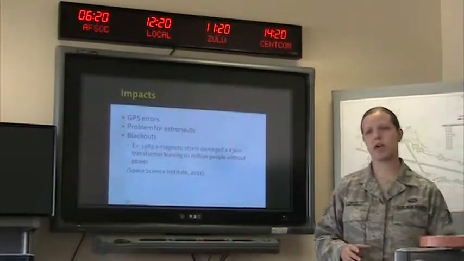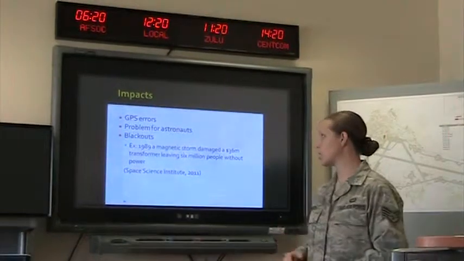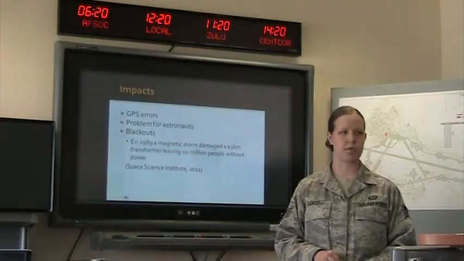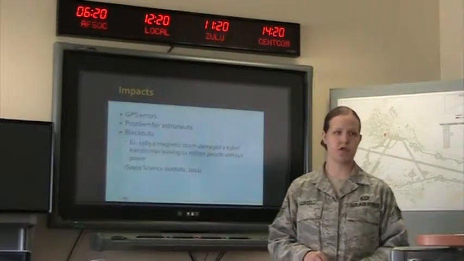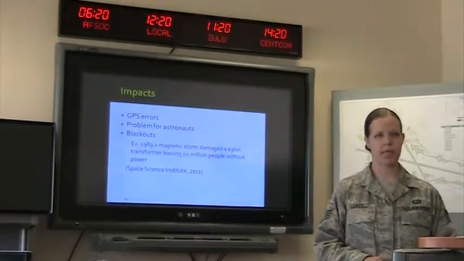During a space weather event, a single proton can actually be deadly for an astronaut. The last one I'm going to cover is blackouts. Now, these charged particles can cause damage to generators and transformers. For example, in 1989 in New Jersey, a $36 million transformer was damaged and left 6 million people without power.